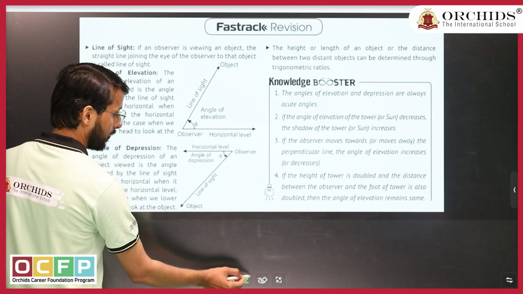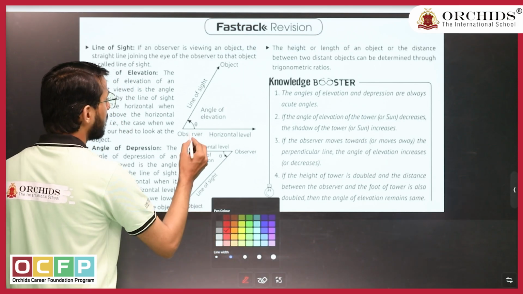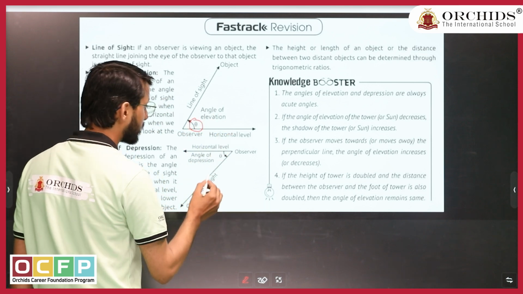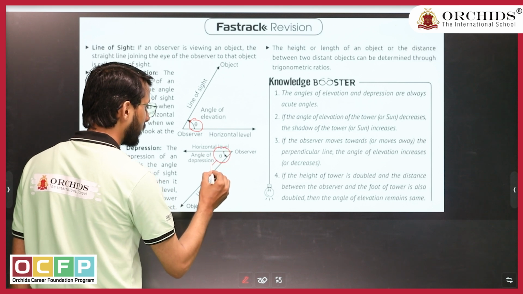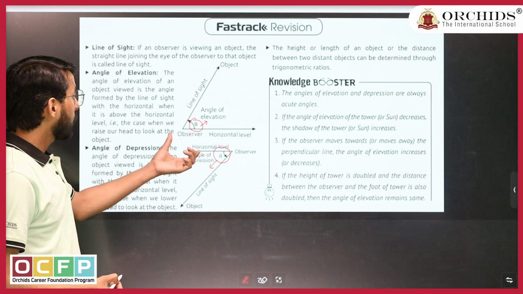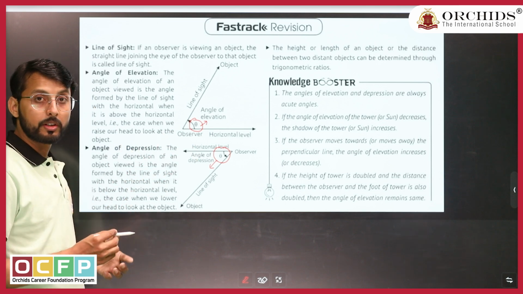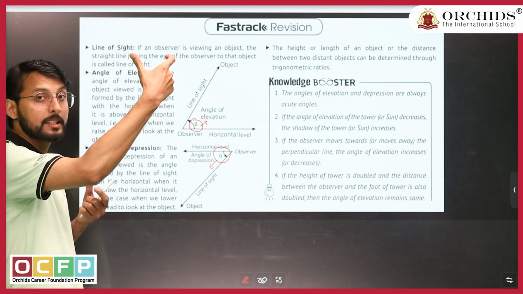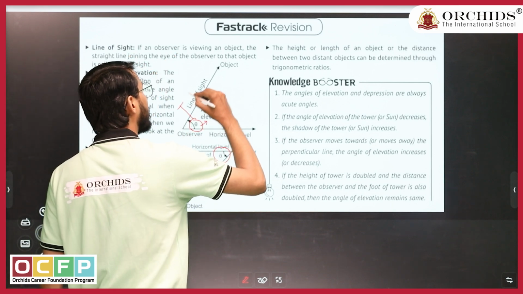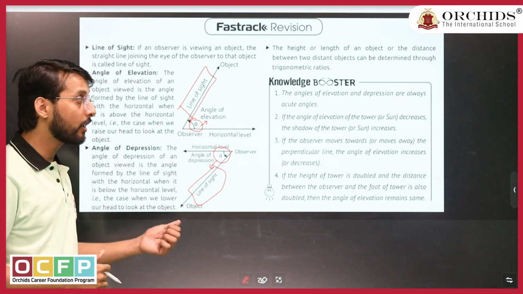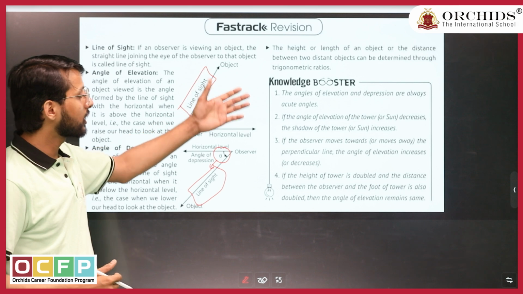Now we can see this theta. This theta is defined as the angle of elevation, and from up, if you are observing down, this is known as the angle of depression. So for angle of elevation and angle of depression, the sight from the observer to the object is known as line of sight. Can you all see this line of sight?